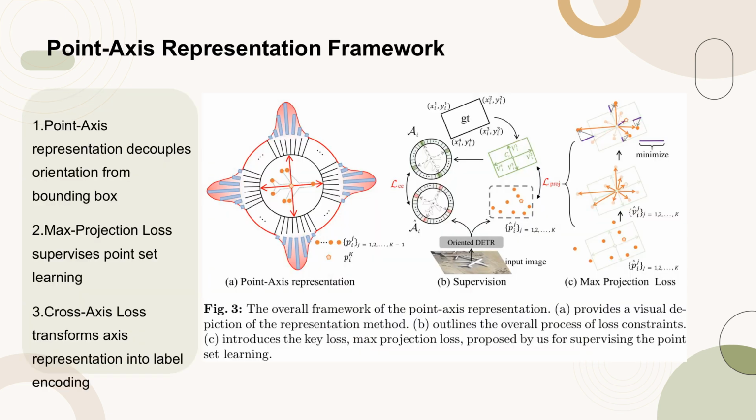Figure 3 illustrates the overall framework of the point axis representation. Part A visually depicts the representation method, showing how each oriented object is defined by a set of points and an axis representation.